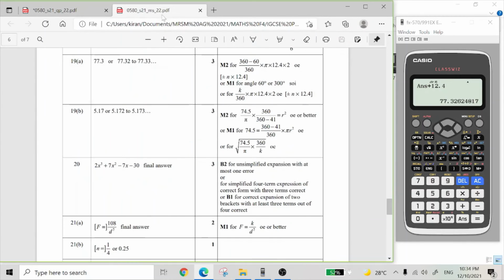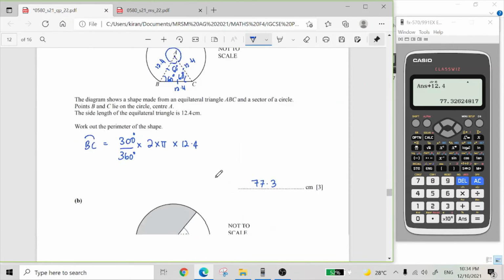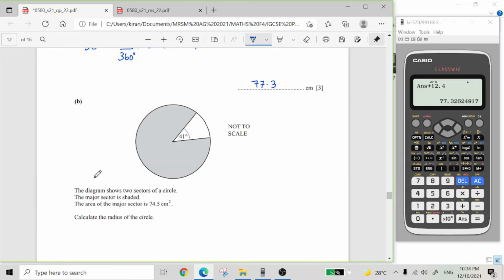So we recheck the answer for 19a. That one is 77.3. Okay, we go to B. The diagram shows two sectors of a circle. The major sector is shaded. The area of the major sector is 74.5. So this is the area of the major sector. Calculate the radius of the circle. So this is the major one.